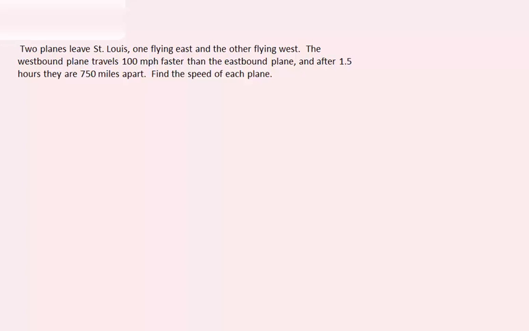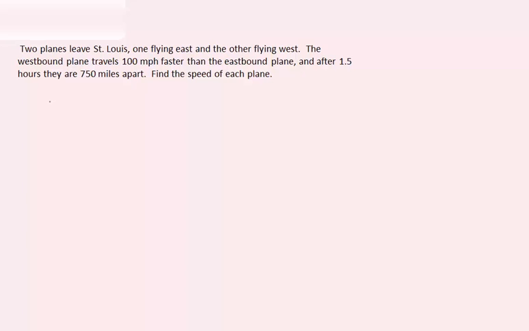Here we have an example where we can apply having one variable to solve a word problem. And our example says 2 planes leave St. Louis, one flying east and the other flying west. The westbound plane travels 100 miles per hour faster than the eastbound plane, and after 1.5 hours, they are 750 miles apart. Find the speed of each plane.